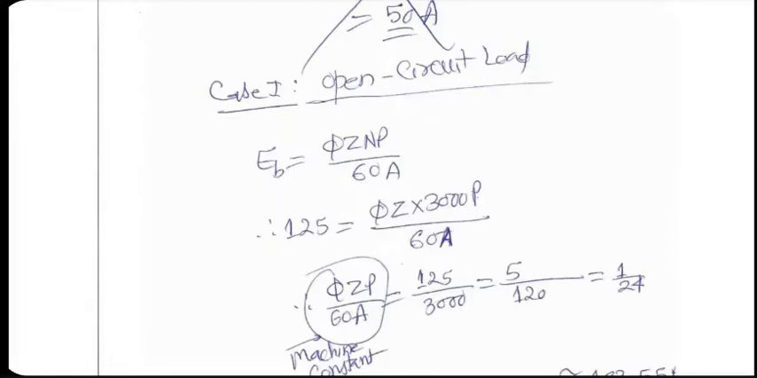It's a separately excited machine, so phi is being maintained constantly at a particular value. So you put the value 125 on the left side, and on the right hand side, N is known as 3000 RPM in this case. So you can calculate the machine constant phi ZP divided by 60A using this information. That machine constant turns out to be 1 divided by 24. That's open circuit load.